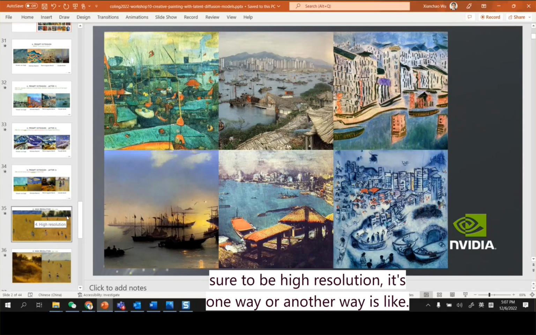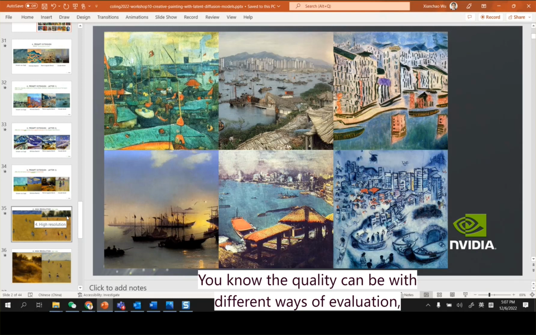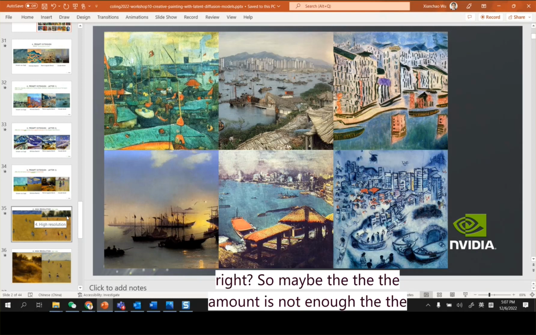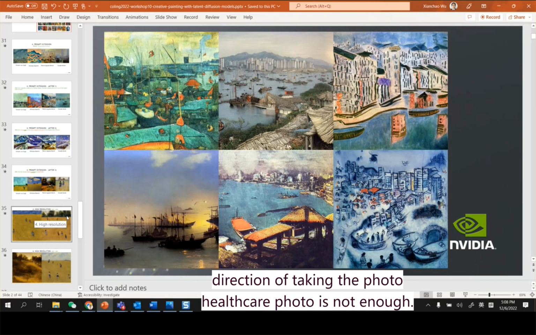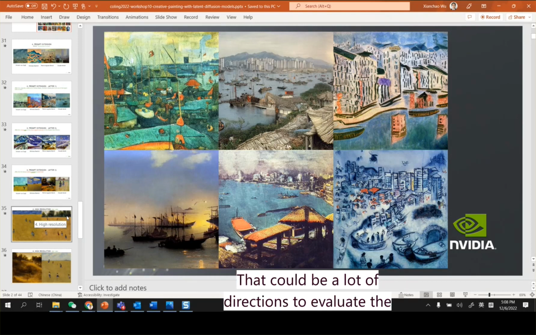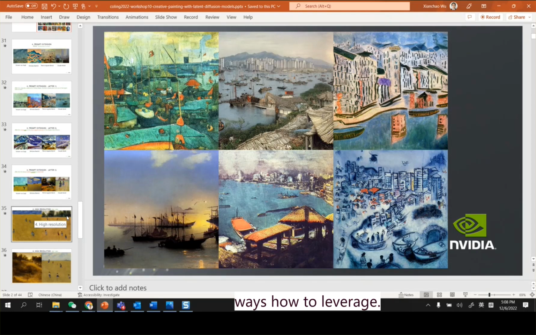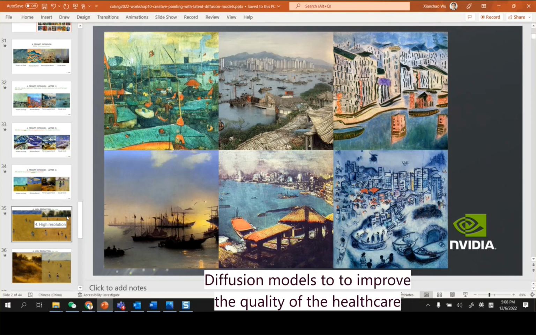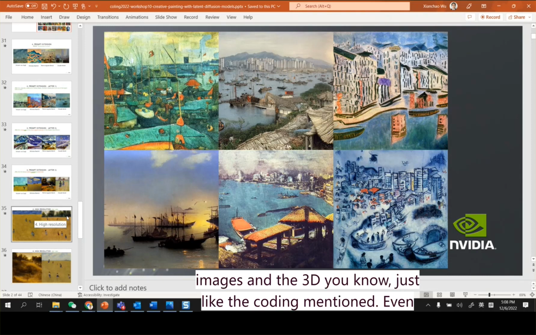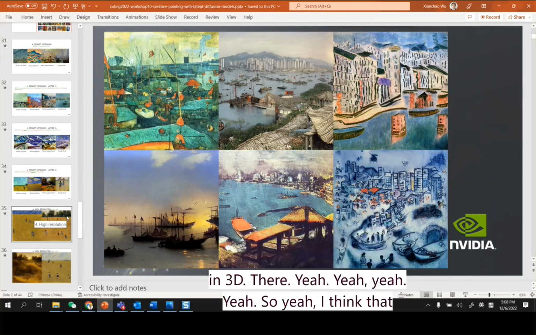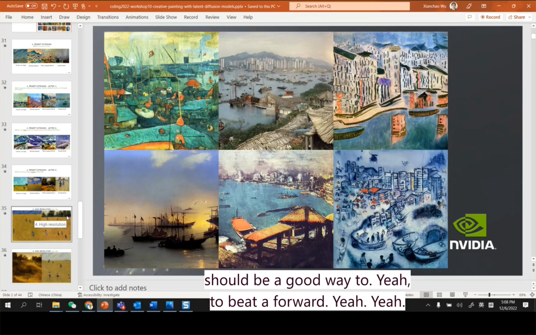Another way is that quality can be evaluated in different ways, right? Maybe the amount is not enough, or the direction of taking the healthcare photo is not enough. There could be a lot of directions to evaluate the quality of the image. For sure, we can discuss later with headquarters how they did it and think about new ways to leverage diffusion models to improve the quality of healthcare images and 3D, as Colin mentioned, even 3D structure. I think that should be a good way to beat AlphaFold.